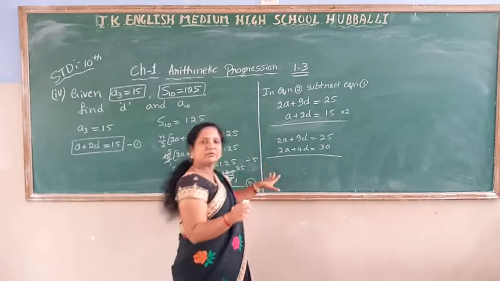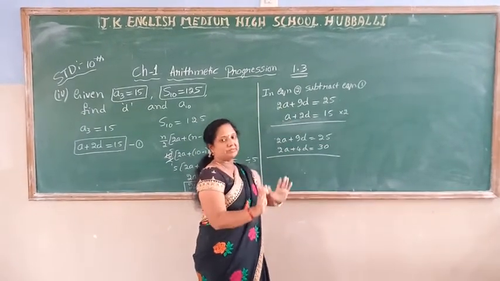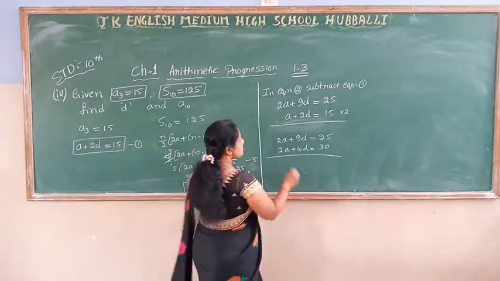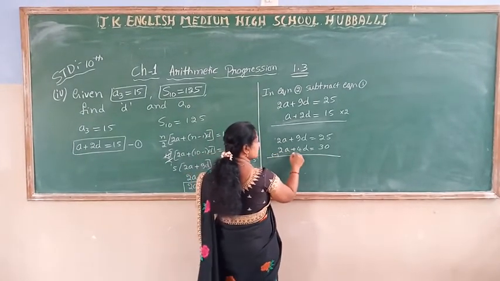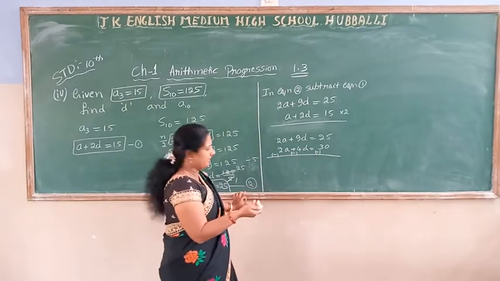So to eliminate one of the variables, I have to make it the same, then I have to subtract, and then only one variable is going to be eliminated. So now only subtract. Subtraction means changing the sign. Because of subtraction, I am changing the sign.